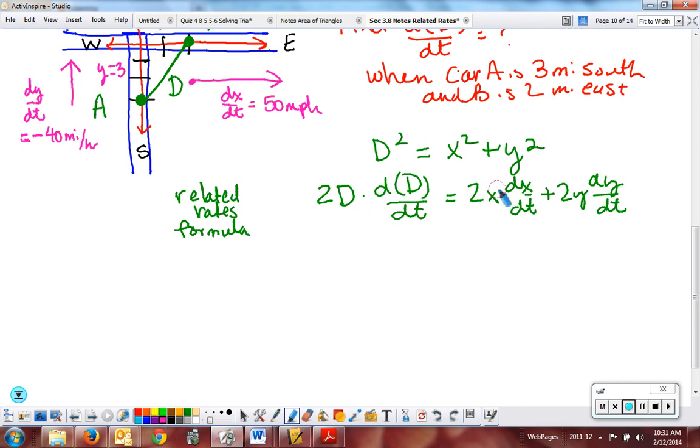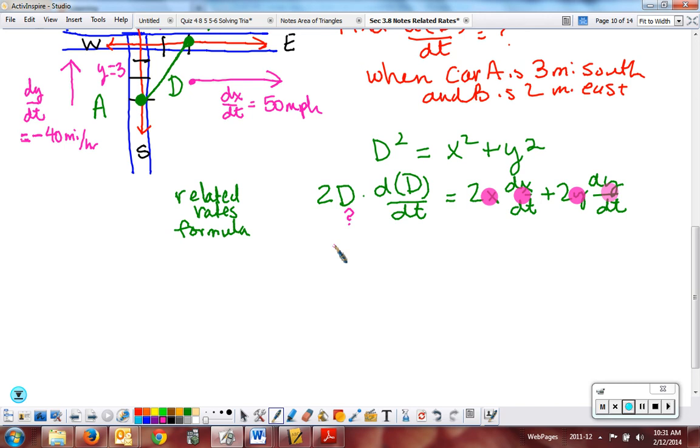Okay, so I know x, I know y, because I'm at that instant. I know dx/dt and dy/dt, but I don't know d. So I have a little question mark here. I need to know d before I can actually plug and chug.